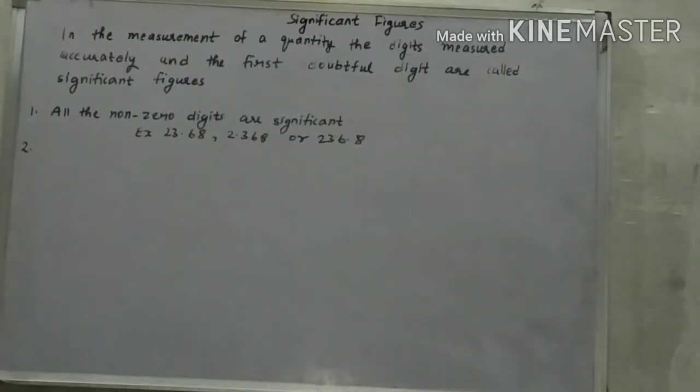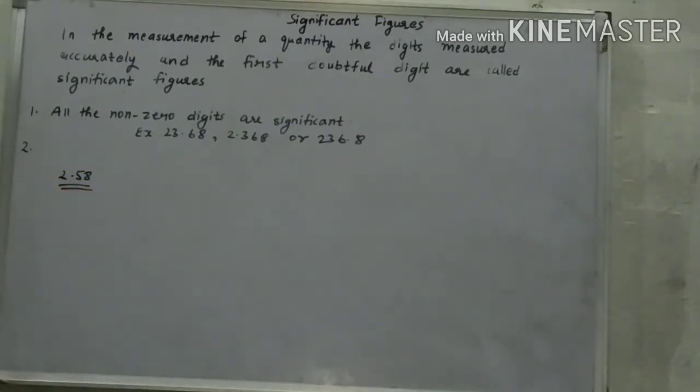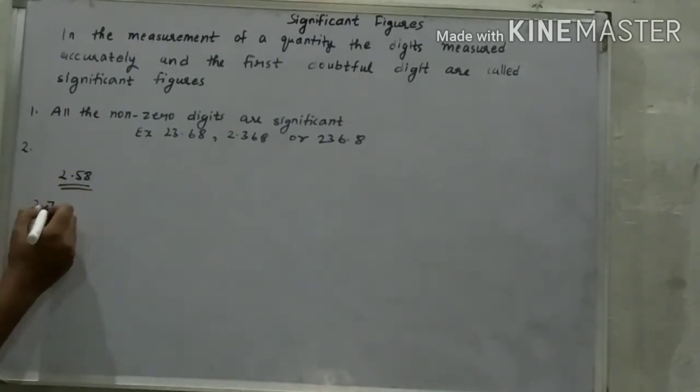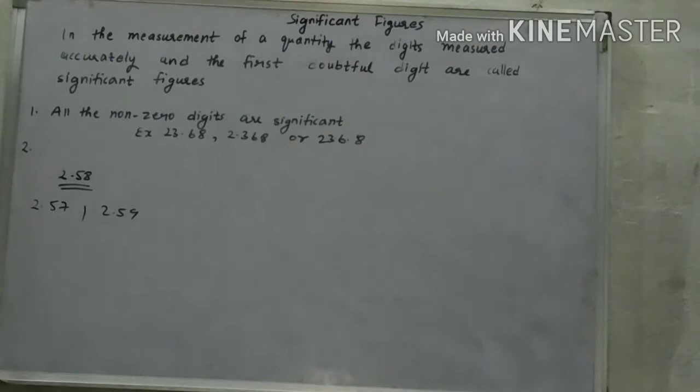Okay. Our next topic is significant figures. In the measurement of a quantity, the digits measured accurately and the first doubtful digit are called significant figures. Doubtful digit means, if you measured using a vernier caliper only and your value is 2.58, is 2.58 the exact value? It can be possible that your reading was 2.57 or 2.59, and the value was in the middle, so you have it as 2.58. So there will be one doubtful digit. You will not get an accurate reading. So this one is a doubtful digit you have.